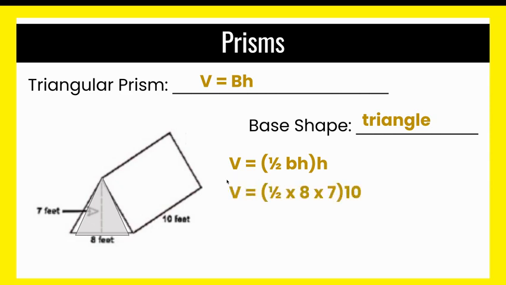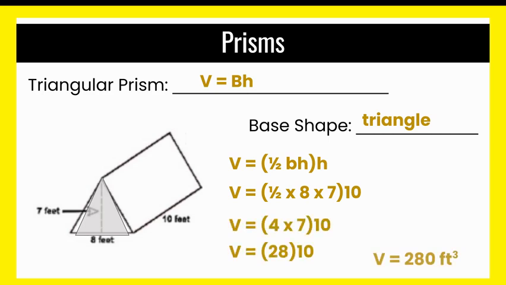Now I just go ahead and type all of this in the calculator, multiply it out. 1/2 times 8 is 4. 4 times 7 is 28. 28 times 10 is 280 feet cubed. The unit for volume is cubic feet, cubic inches. We are talking about cubes because we are three-dimensional now.